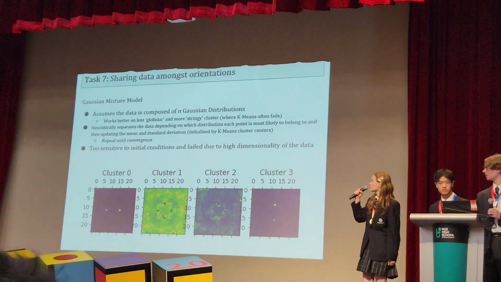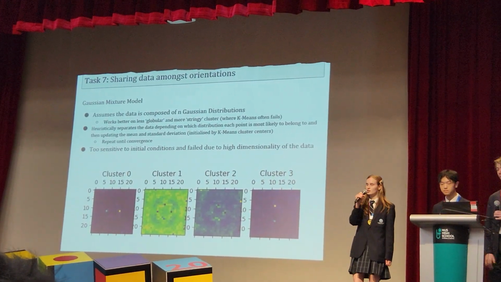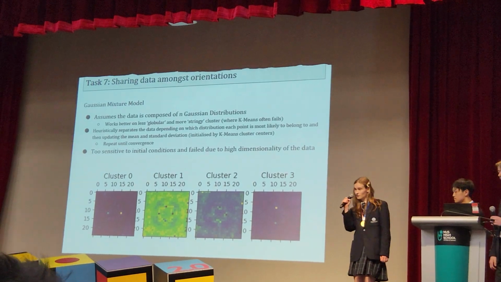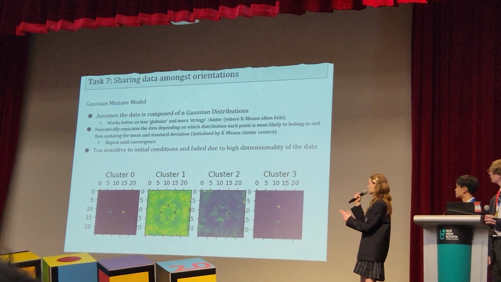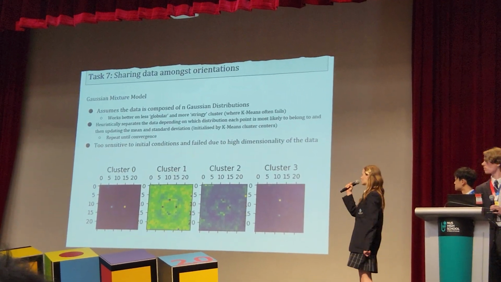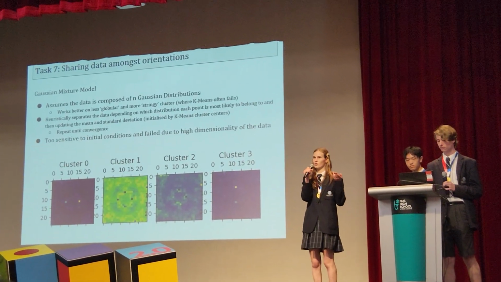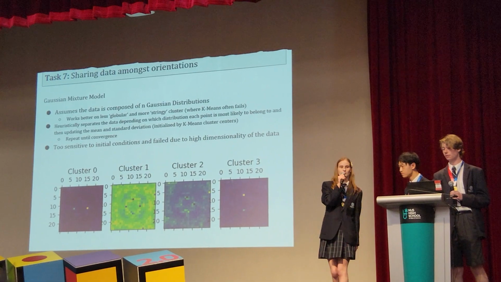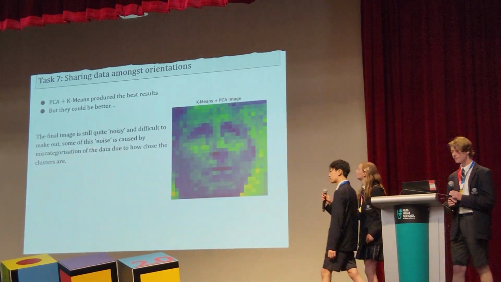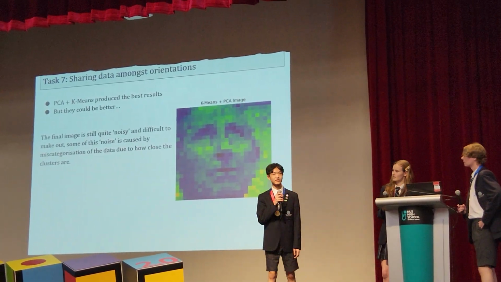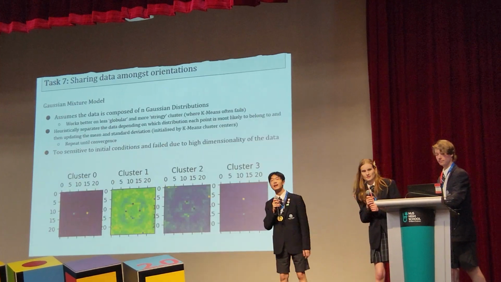But this is extremely sensitive to initial conditions. So we initialized it at the means that k-means found after PCA, and it still didn't separate the data properly, and also probably failed due to the very high dimensionality of the data, which Gaussian distributions tend not to handle very well. And we got asked what this tells us about the noise of the original image.